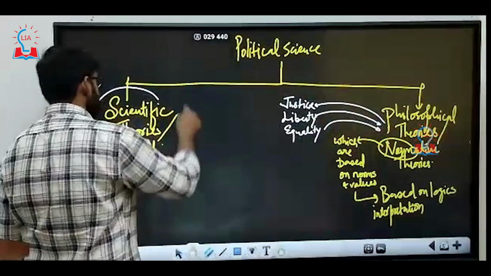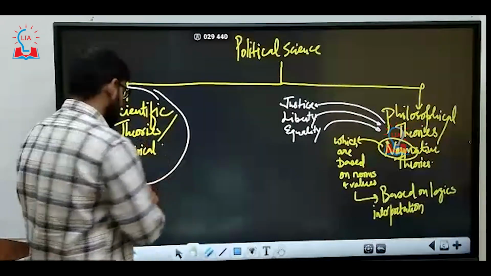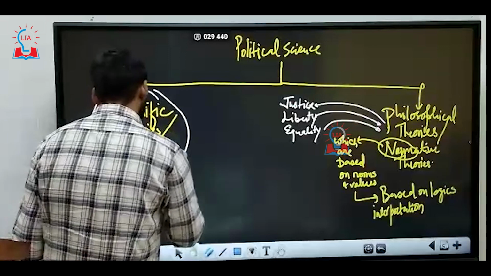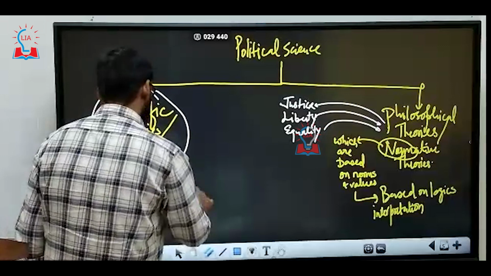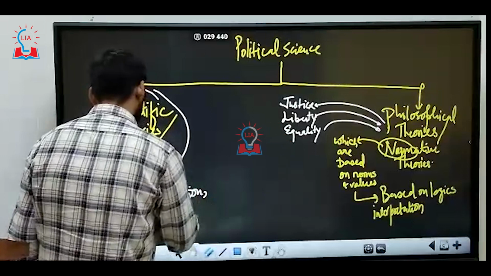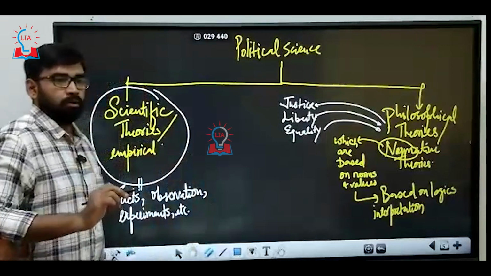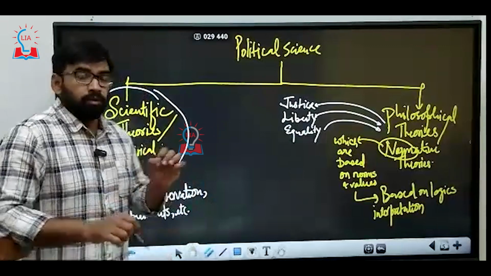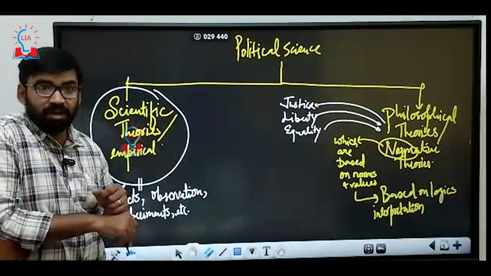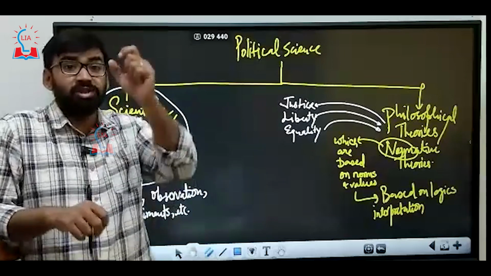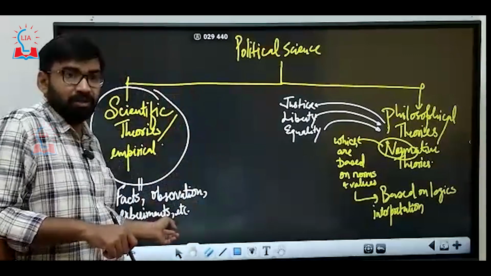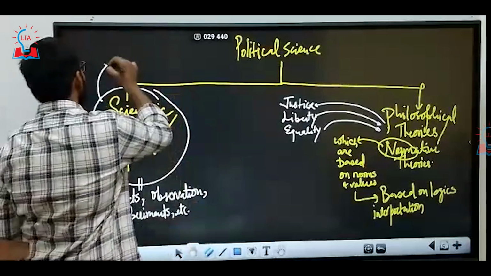Now scientific theories, these are also called as empirical theories. These are based on facts, observation, experiments, etc. Now, how do these observation or experiment work? For example, before election, exit polls. Exit polls are there to study the nature of electoral behavior. So that is considered as experiment. For example, exit polls.